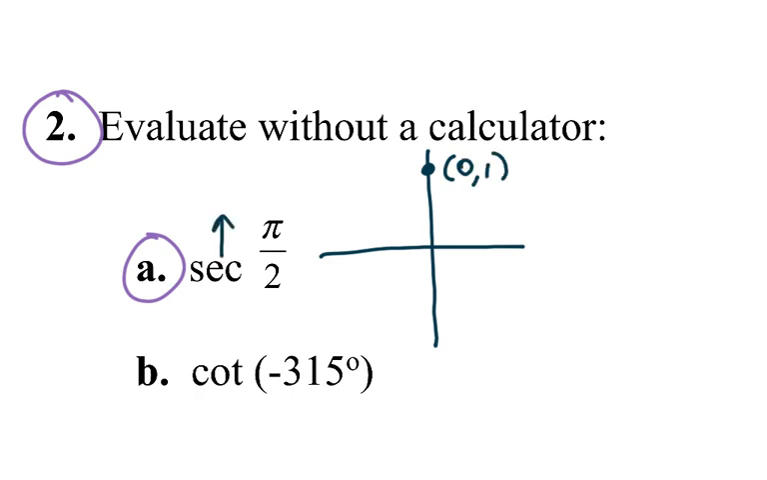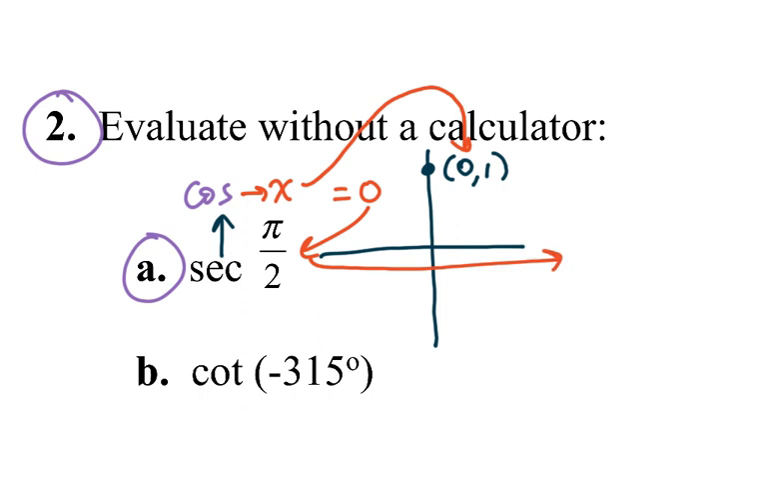Now secant. Secant again was related to cosine, right? And we learned that cosine is the x-coordinate. So let's see. If we want to find the cosine first, what's the cosine at pi over 2? What's the cosine at 90? It's the x-coordinate, which is 0. So therefore, what is the secant? Let's flip that. You're going to take 0 over 1 and flip it to 1 over 0.